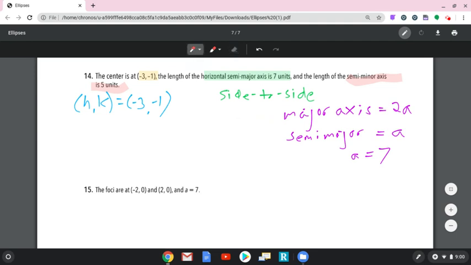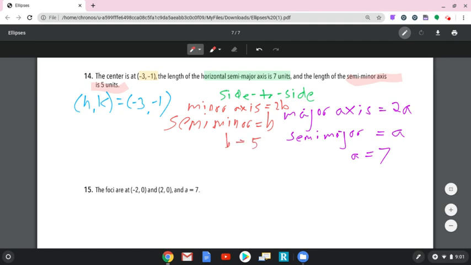Let me move it over a little. My semi-minor would be B, because my minor would just be 2B. So when you see semi, that's half of it, because we know our minor axis is 2B. So half the minor axis would just be B. So now I know B is 5.